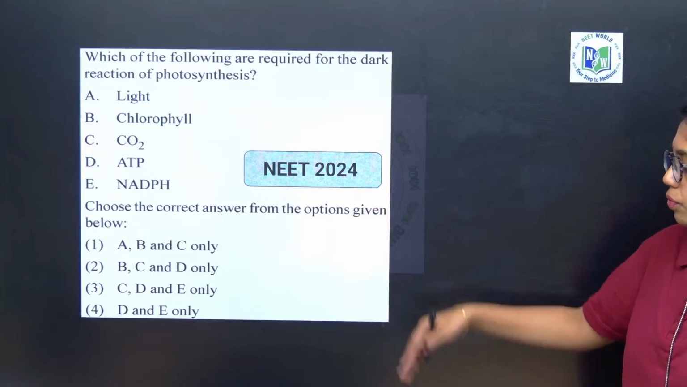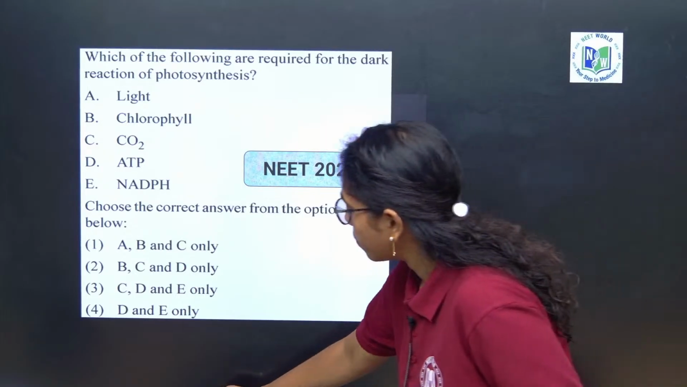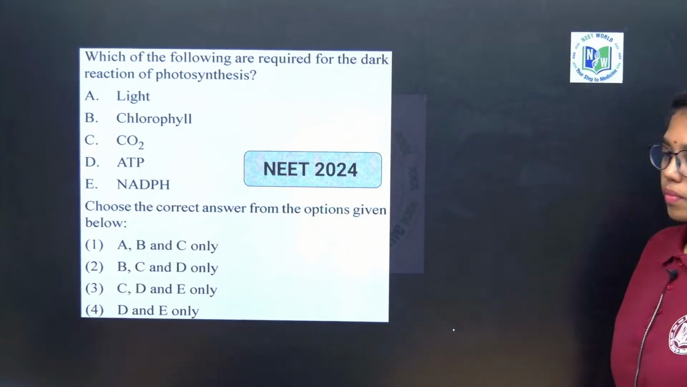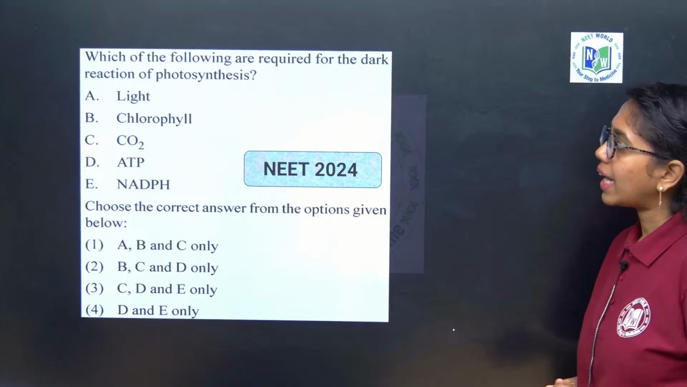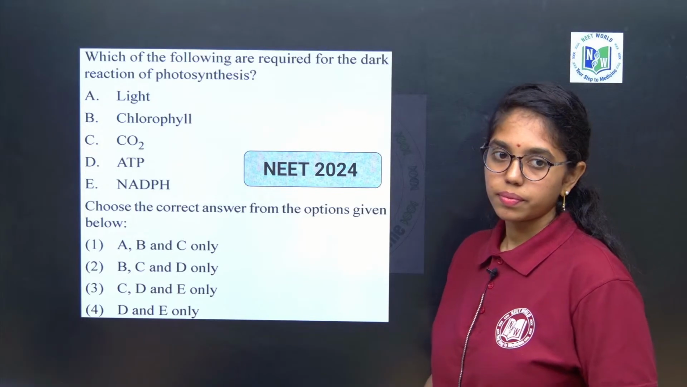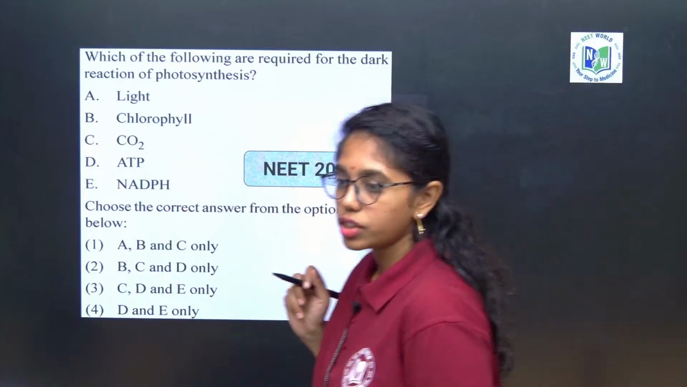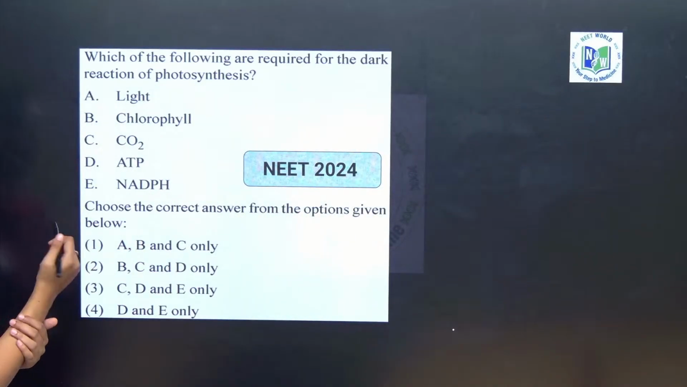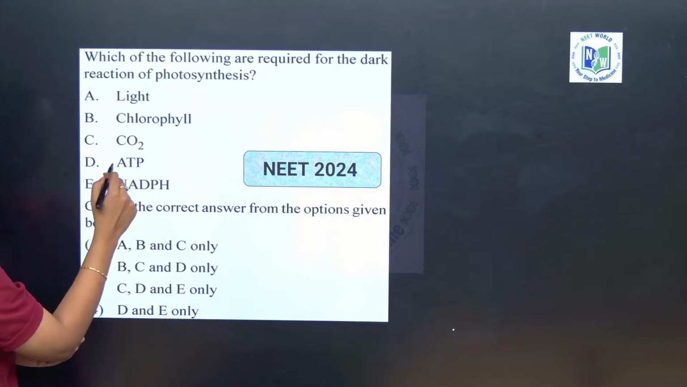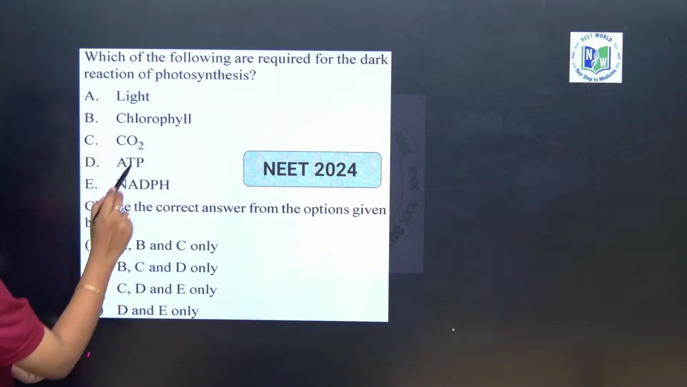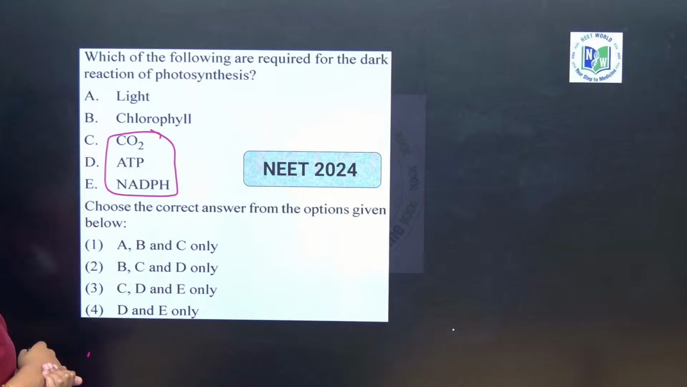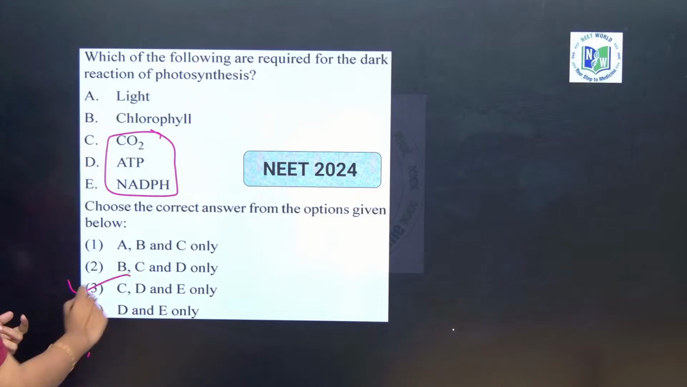Very simple. 2024. Which of the following are required for the dark reaction of photosynthesis? What are required for the dark reaction? ATP, NADPH, and carbon dioxide. These are required for what reactions? Dark reactions of photosynthesis. So, what option? Good. Next.